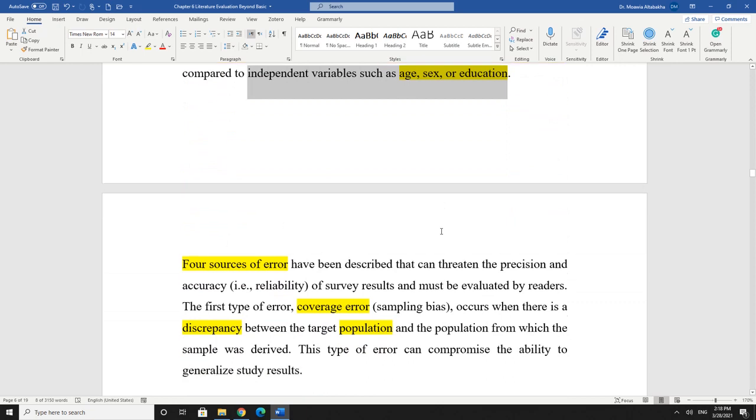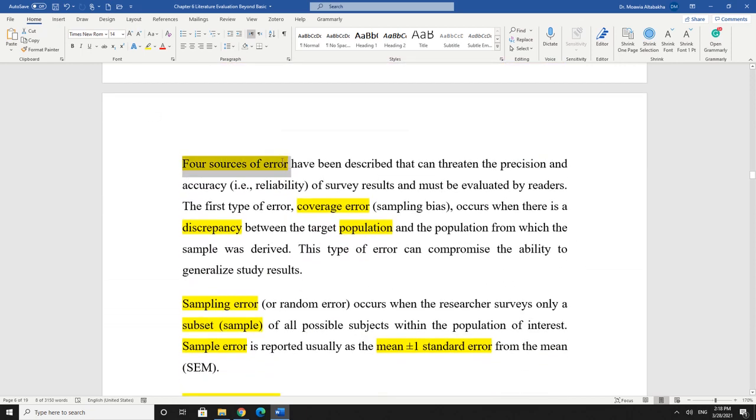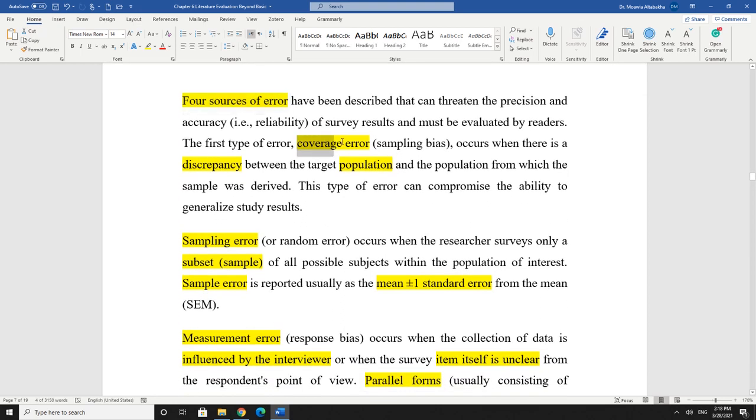Okay, now there are four main sources of error in surveys which you need to be aware of. So we have four sources of error. The first one is referred to as coverage error. What does coverage error mean? It means that the target population, the population which I need to go for, is different from the one from which I took my sample. For example, let's say I want to look at the opinion of elderly people about something.